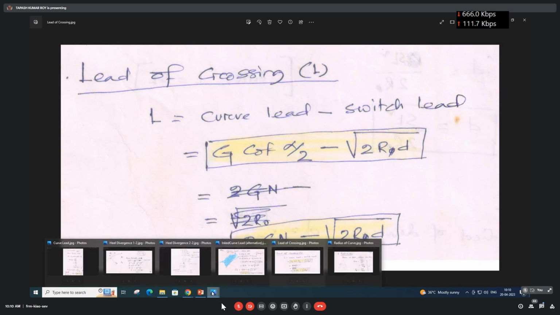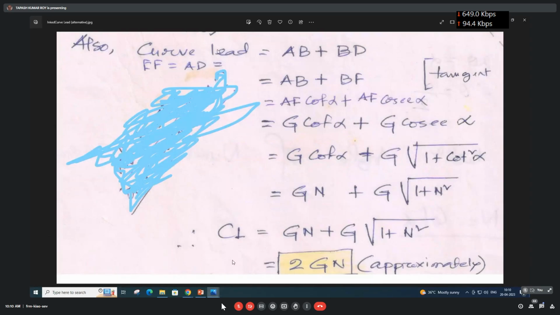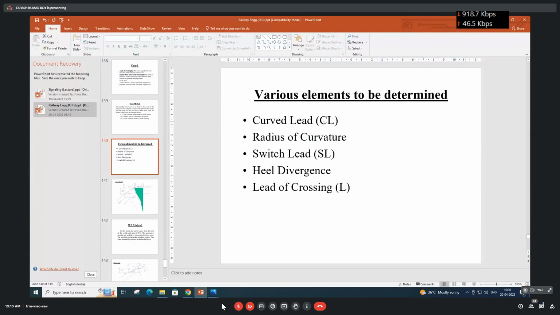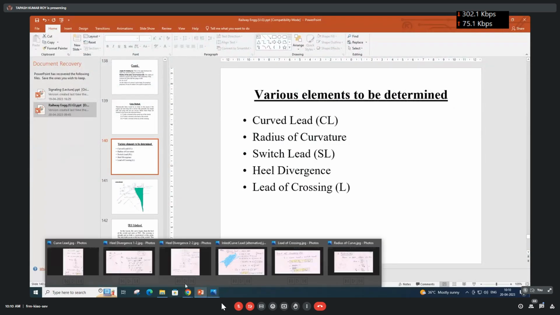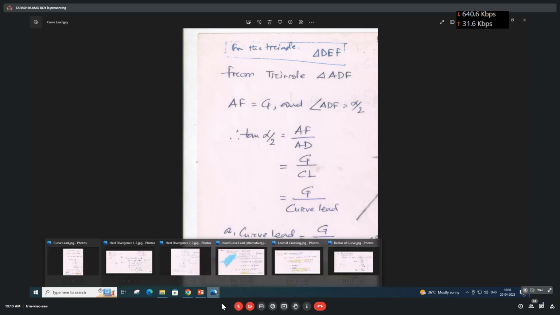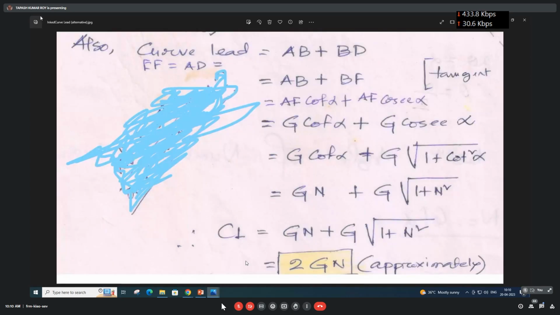That is the alternative method of determining curve lead, CL. So alternatively, we can easily find out the curve lead. The first one that we have discussed here is curve lead, one method earlier: CL equal to G cot alpha by 2. But this can be determined in terms of N also. How can it be? Let me discuss it here. For curve lead, we can easily write EF or AD equal to AB plus BD.